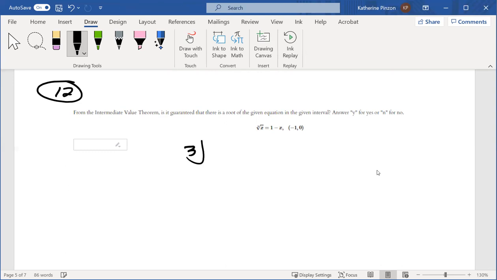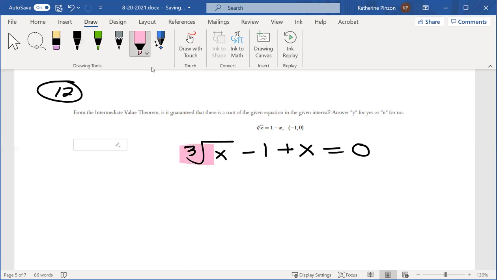So what I'm going to do is rewrite this equation as cube root of x minus 1 plus x equals 0. So does this equation have a solution on the interval negative 1 to 0? Is this function continuous? Yeah. Cube root, you can put in any number you want, right? If it was a square root, then you'd say no, but cube root, you can put in negative numbers if you want to. If it was an even root, you'd have to say no because you can't plug in negatives. But because it's an odd root, cube root, you can plug in any number you want. So continuous, check. What's the next thing you have to check?